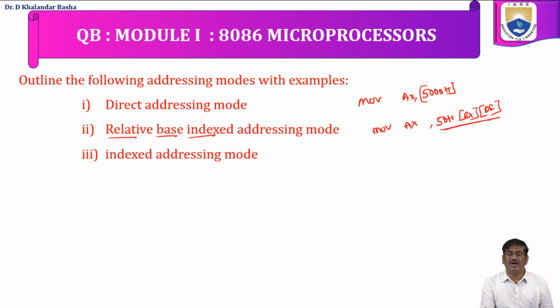So how many offset values do we have here? 3 offset values: relative, base and index. The next one is indexed addressing mode. This is an indirect way of referring to a memory location. The data is there in the memory location and the memory address exists in the index register. So you write MOV AX, in square braces SI. SI will hold the address of the memory location where the data resides that we want to move into the AX register. So these are the few questions under module 1 of the 8086 processor.